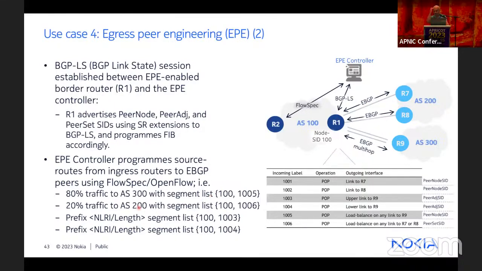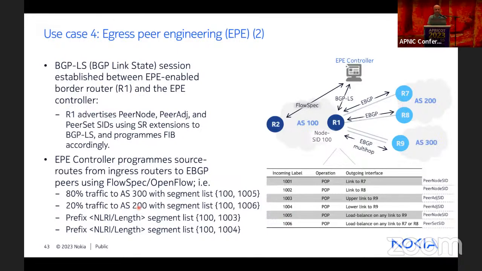And you can have many other sorts of things, right? You can say specific prefixes, send them with a certain segment list and so on. So it is like policy-based routing, but it's policy-based routing on steroids, because you want to do more with it, right? The added element here is you've got a controller.